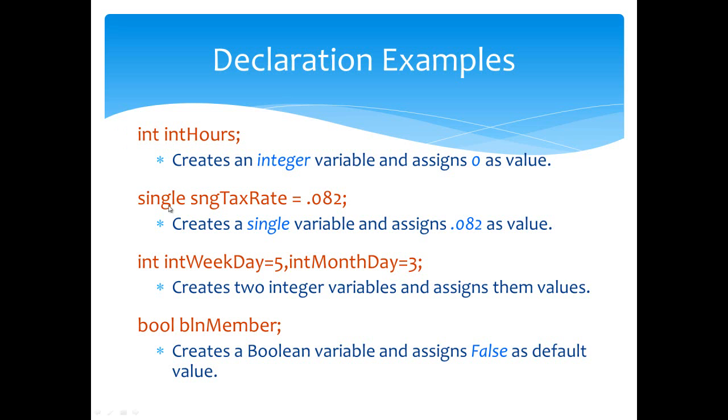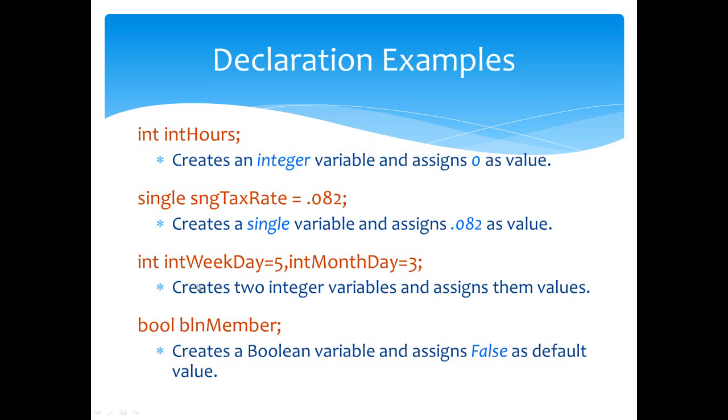So this next line down here declares a single precision variable, which means it's going to have decimal places in it. It's going to be called single tax rate, but I'm going to give it an initial value of 0.082 on the same line I'm declaring it. Okay. This next line down here says I can declare multiple variables on the same line by separating them with a comma. So in this case, I'm declaring an integer int day of the week, and I'm setting it initially to 5. I'm declaring an int month day, and I'm setting it to 3, all on that same line.